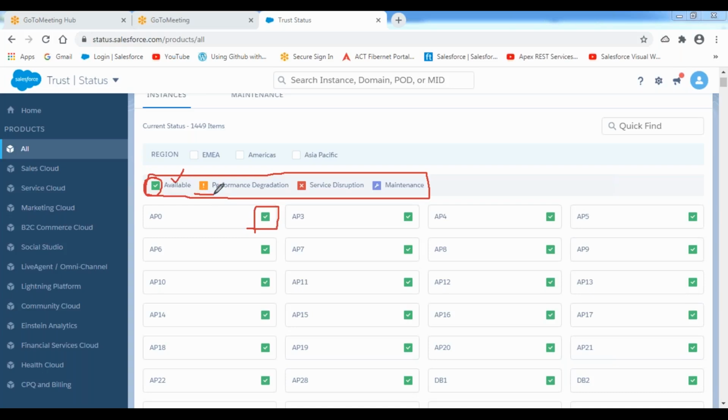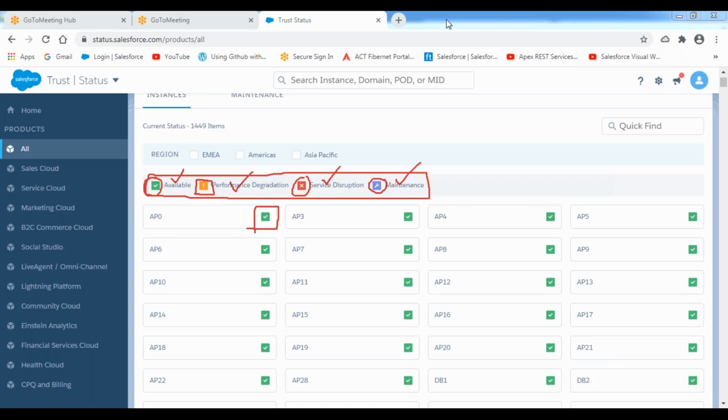Now this orange color exclamation symbol is indicating there is a performance issue inside the server. Now this symbol is indicating there is a problem in the server, so that server has been stopped. Now this symbol is indicating currently server is in maintenance stage. These are the 4 statuses indicated by Salesforce. So here we can verify the current status of that server by using these legend symbols which have been given by Salesforce.